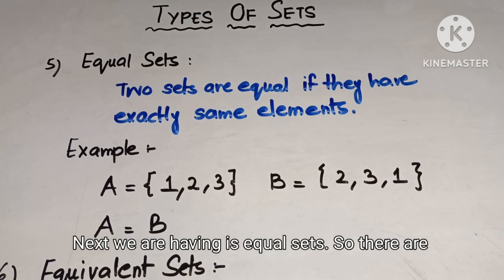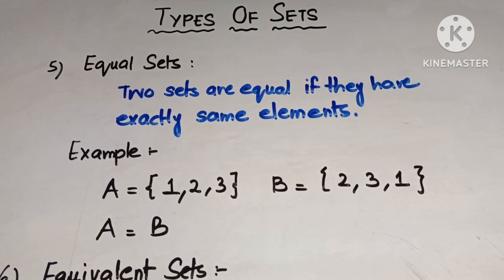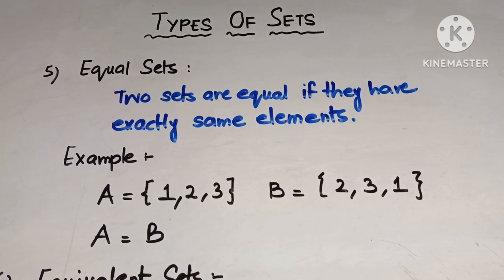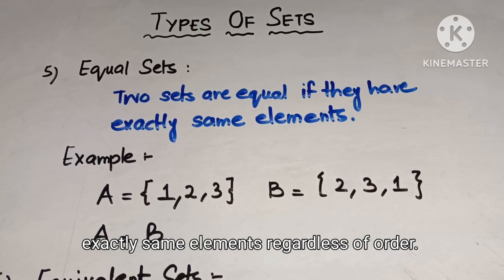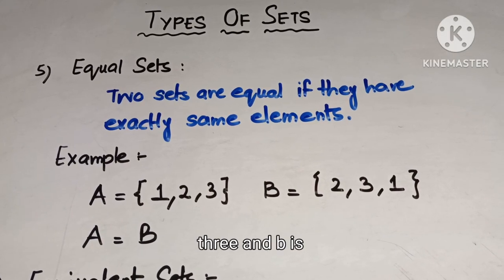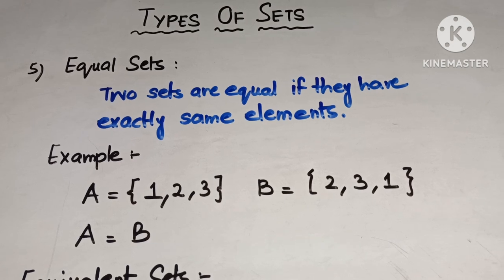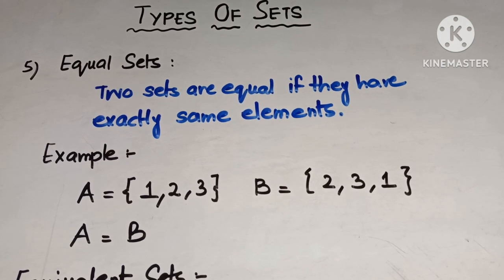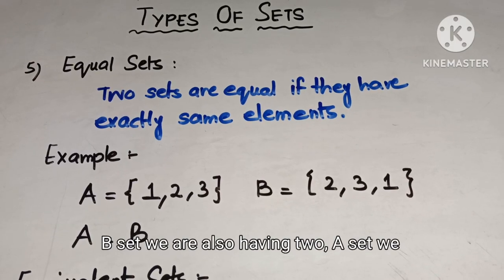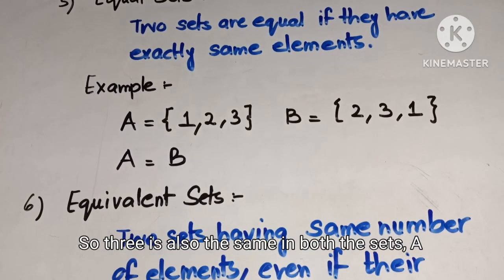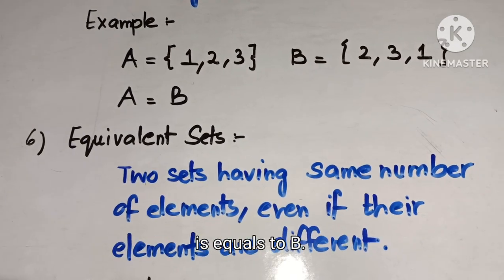Next we have equal sets. Two sets are equal if they have exactly the same elements, regardless of order. Like I have written A = {1, 2, 3} and B = {2, 3, 1}. In set A we have 2 and in set B we also have 2. In set A we have 1 and in set B we also have 1. 3 is also the same in both sets. So A = B.